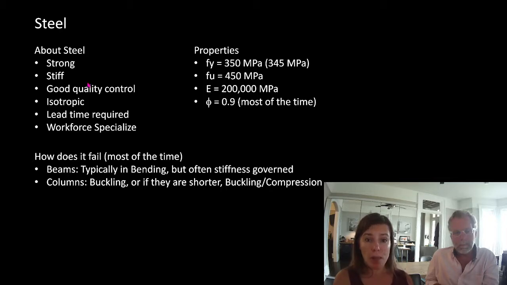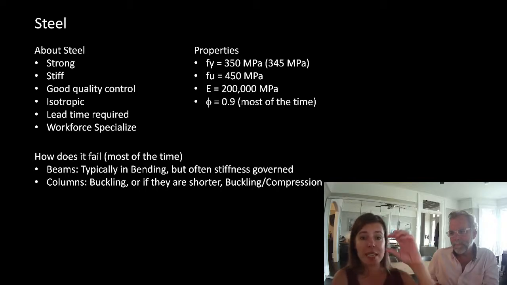Steel is isotropic. That's another word that some of you may or may not have heard, but isotropic means it behaves the same in every direction. If you had a cube of steel, if you squashed it this way, or this way, it would behave the same. That is not true of all materials.